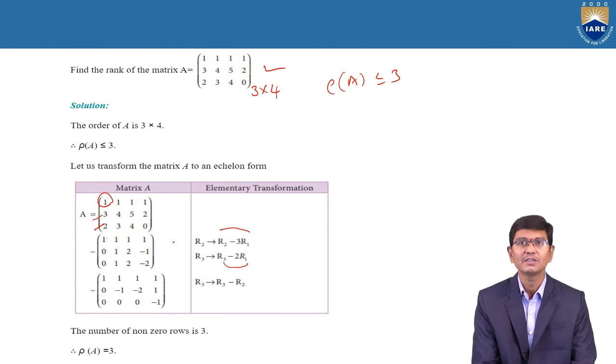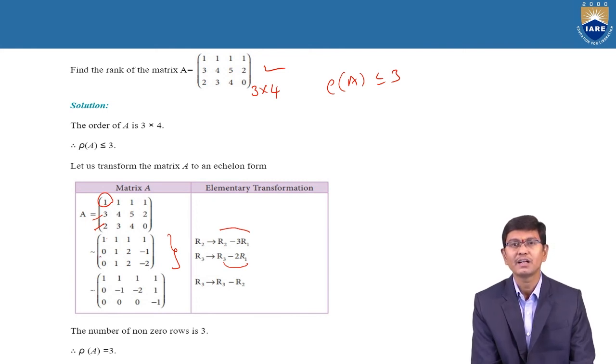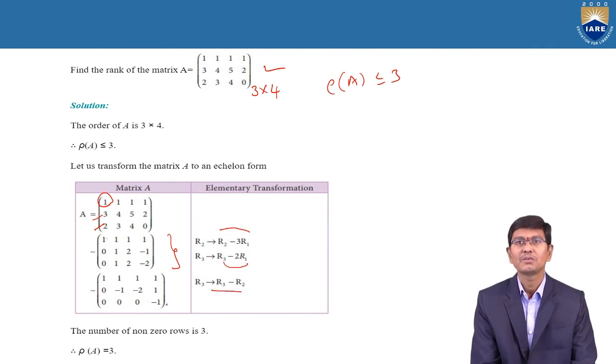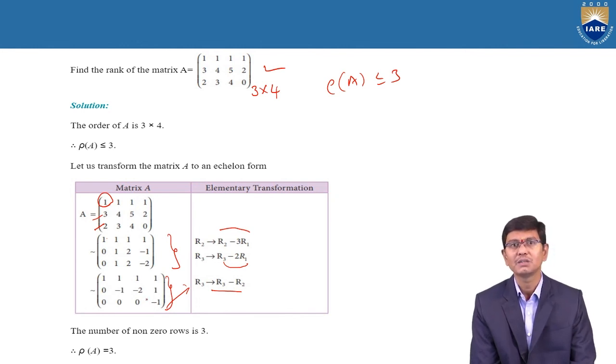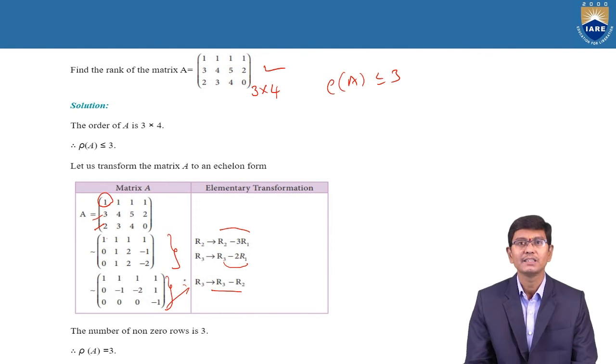Finally, this is not yet the echelon form of a matrix. Why? Because in R2 and R3, the number of zeros before the first non-zero number is the same. As per the echelon form, that is not allowed. We need to reduce it so that the zeros before the first non-zero number increase. Therefore, by applying R3 minus R2, R3 is changed to 0, 0, 0, minus 1. Now it is clearly the echelon form of the matrix. In this matrix, the number of non-zero rows is 3. Therefore, the rank of the matrix is equal to 3.